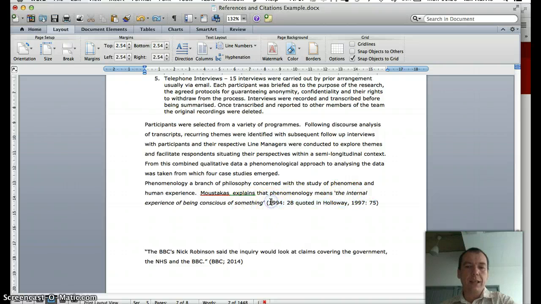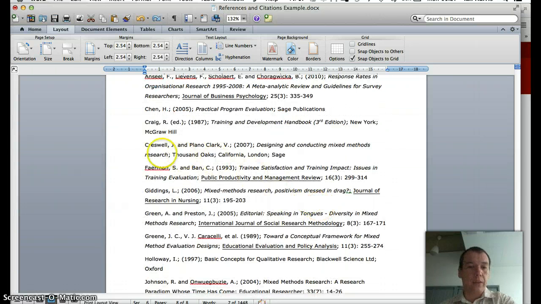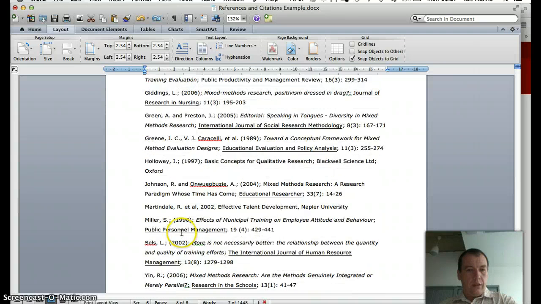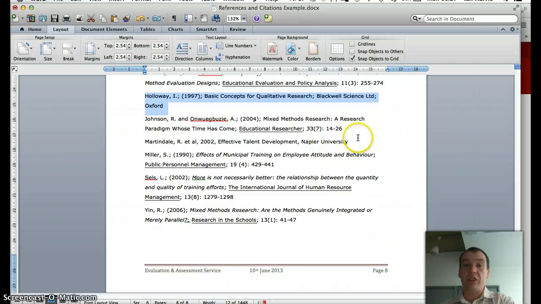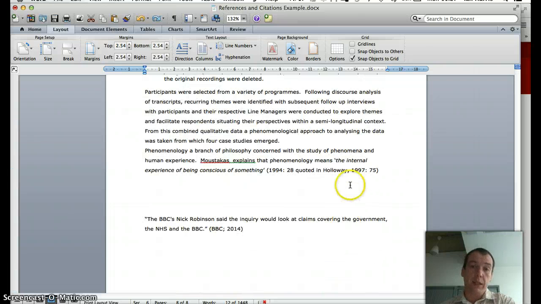And then I give the citation that was given in Holloway, and I say, quoted in Holloway, and then I give Holloway's date and page number, so that when we come down to this, there's the Holloway one there, which you can see is all done the same way. But there's no Moustakis. I'm not claiming to have read Moustakis because I never did, and it would be dishonest of me to make that claim. So that's how we handle citing a source from within another source. We just have to only talk about the sources we actually read.